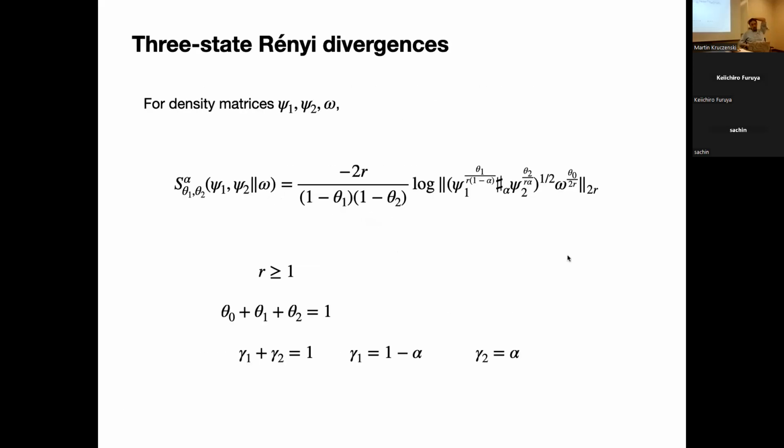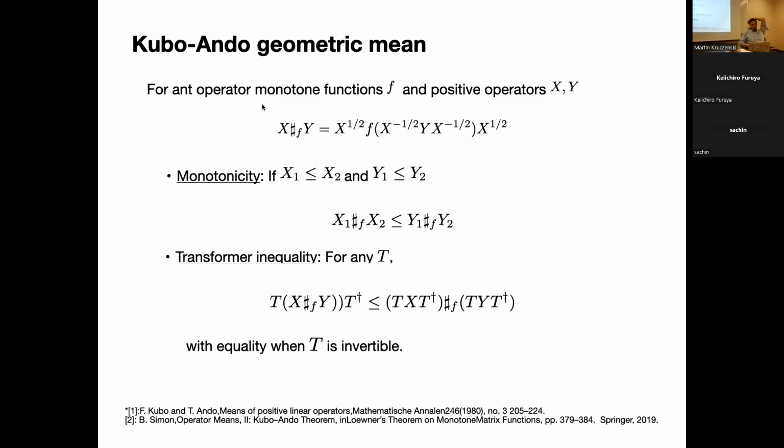So what is this sharp thing? This is called the Kubo-Ando geometric mean. Why do we want to use this? This is because we want this kind of symmetric multiplication of positive operators. f is an operator monotone function. Oh, sorry, I forgot to define operator monotone.